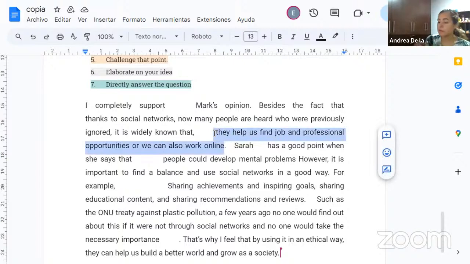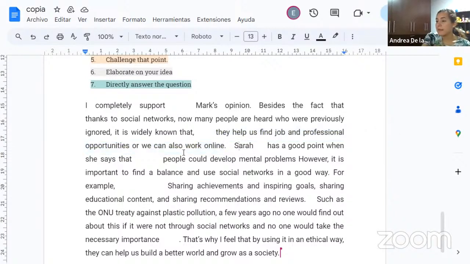I love this, but maybe I would be a little bit more general here, and I would leave these details for the elaboration part. So maybe here I would say it is widely known that social media has had a positive effect on, I don't know, our professional life, let's say, or on our search for professional opportunities. And then in the elaboration part, you could mention these as examples, right? A job through social media, or maybe you're working online right now. You could have personal examples, something like that. So I would include a more general thing here, and leave this for the details.